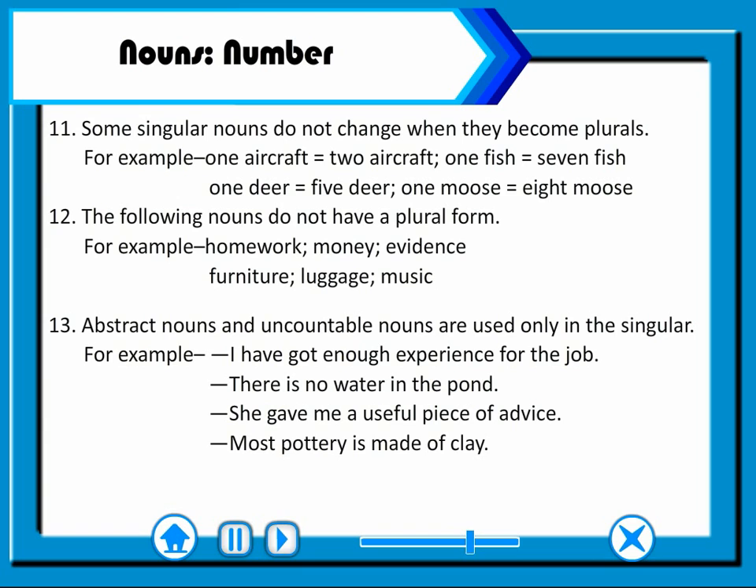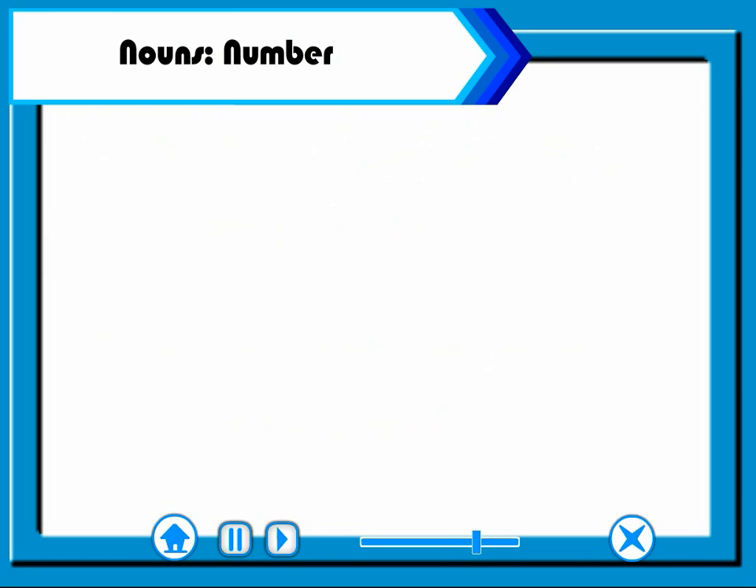Abstract nouns and uncountable nouns are used only in the singular. For example, I have got enough experience for the job. There is no water in the pond. She gave me a useful piece of advice. Most pottery is made of clay.